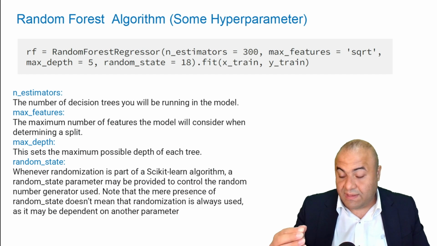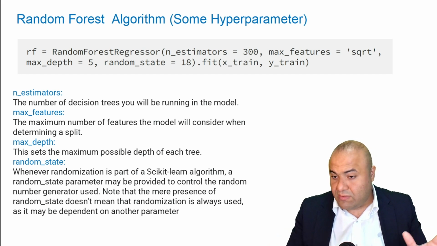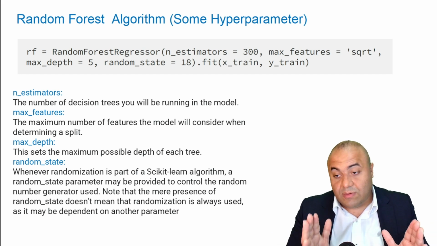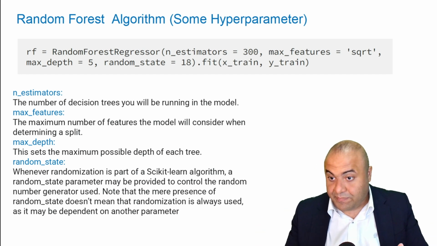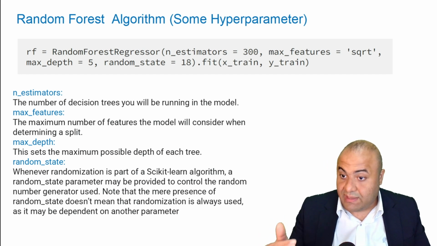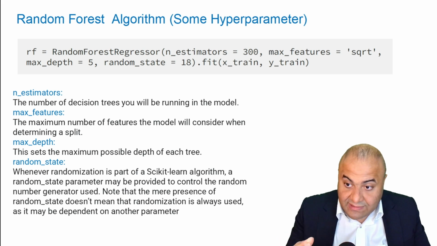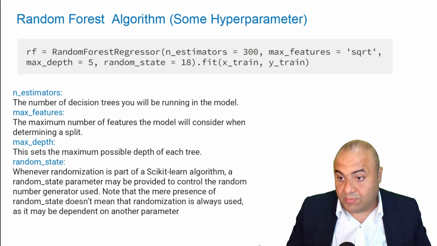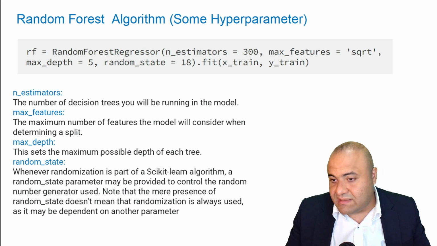So in our case, in our engines, we have I think 18 or 17 features, so the square root of 17 is going to be the number. Of course we have to make it an integer. It is going to be the number of features that we construct these trees with. Maximum depth is the maximum depth of the trees, and random state is just a random state.